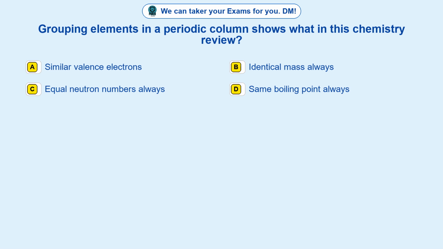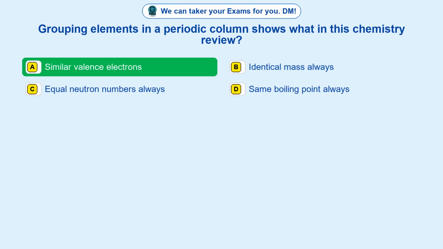Question 40. Grouping elements in a periodic column shows what in this chemistry review? Option A, similar valence electrons. Option B, identical mass always. Option C, equal neutron numbers always. Option D, same boiling point always. The correct answer is option A, similar valence electrons.